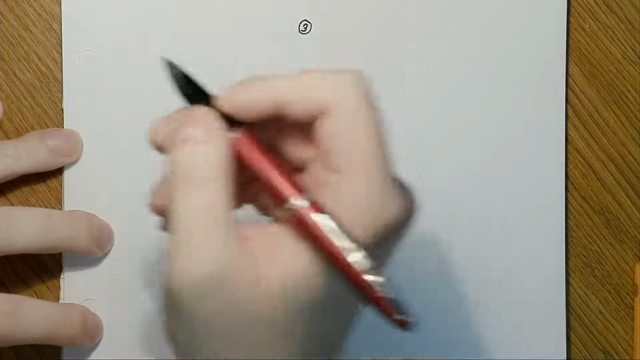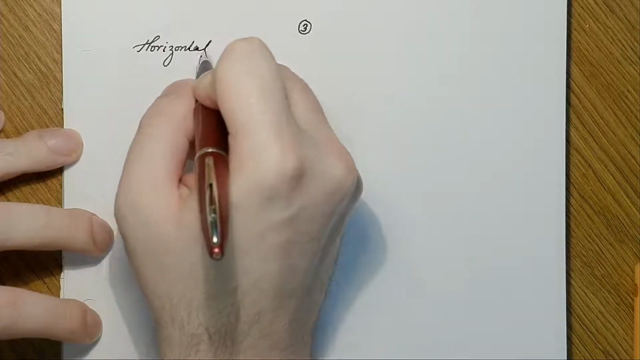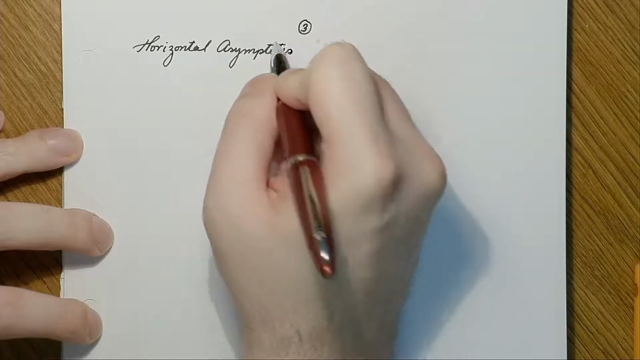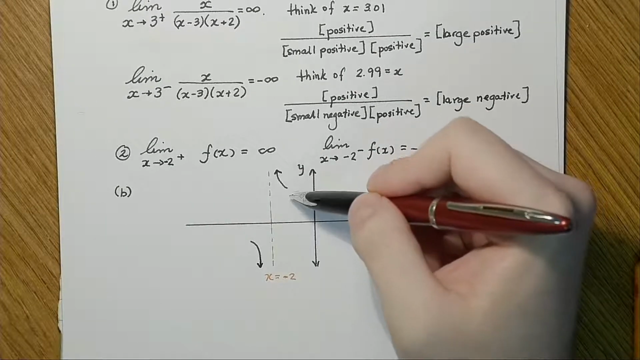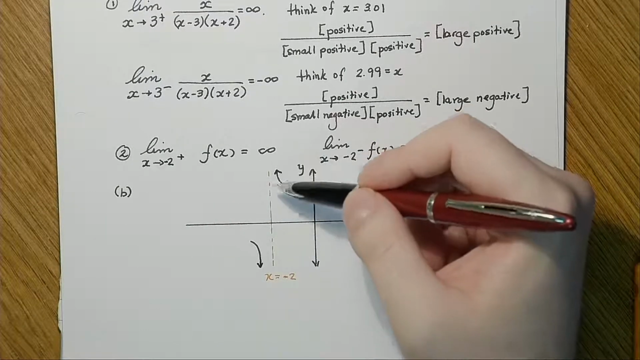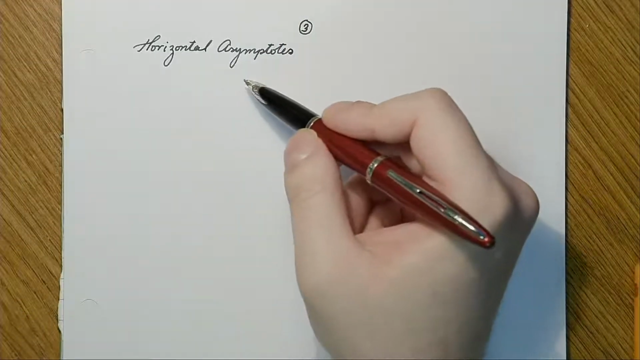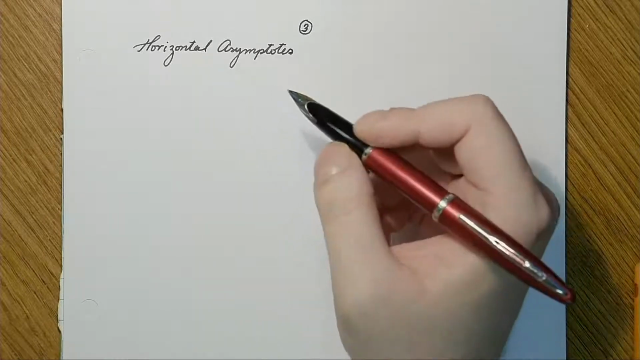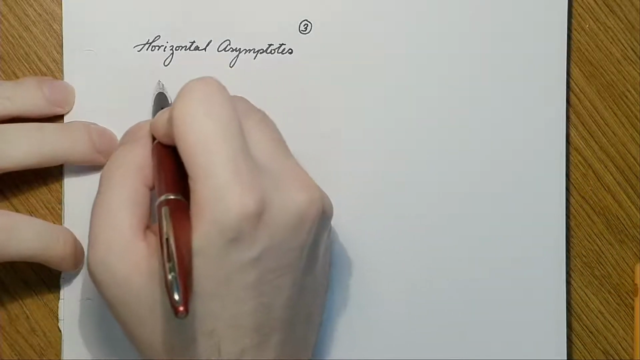Number 3. Now we get into what are horizontal asymptotes. So for a vertical asymptote, it's a line that the function is approaching in a vertical direction, and it's not quite touching it. It's very similar for a horizontal asymptote. It's a horizontal line that the function is approaching but never touches. So, for instance, we could look at the example.